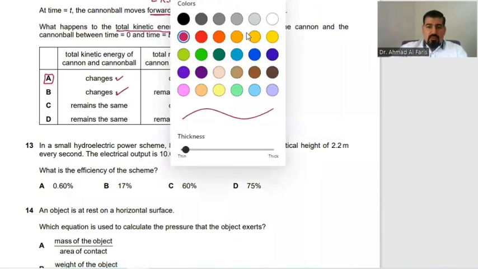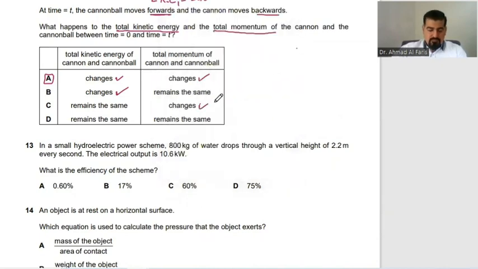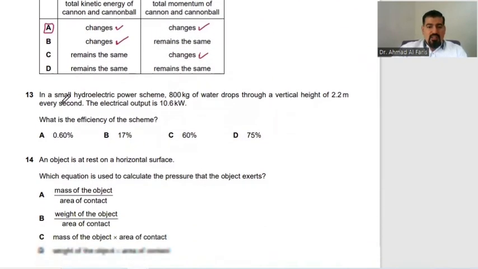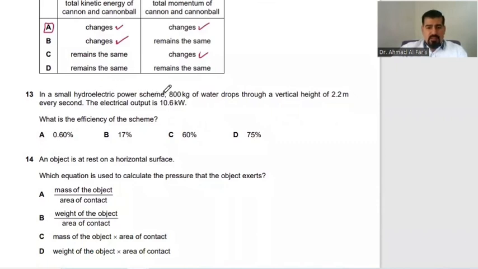Question 13. What do we have here? In question 13, a small hydroelectric power scheme, 800 kilogram, this is the mass of water, drops from a vertical height of 2.2 meters for every second. This is the time. The electrical output is 10.6 kilowatt, that means 10.6 times 10^3 watt. This is the power output. They give it to us in power, in watt.